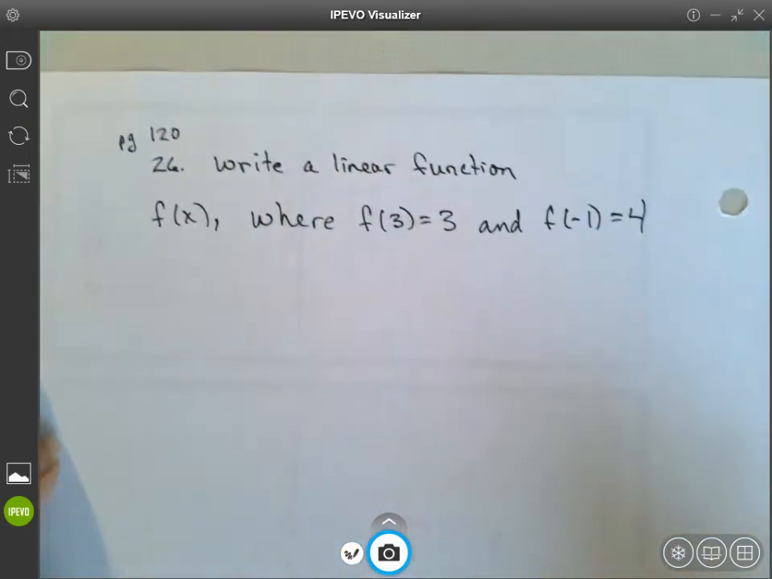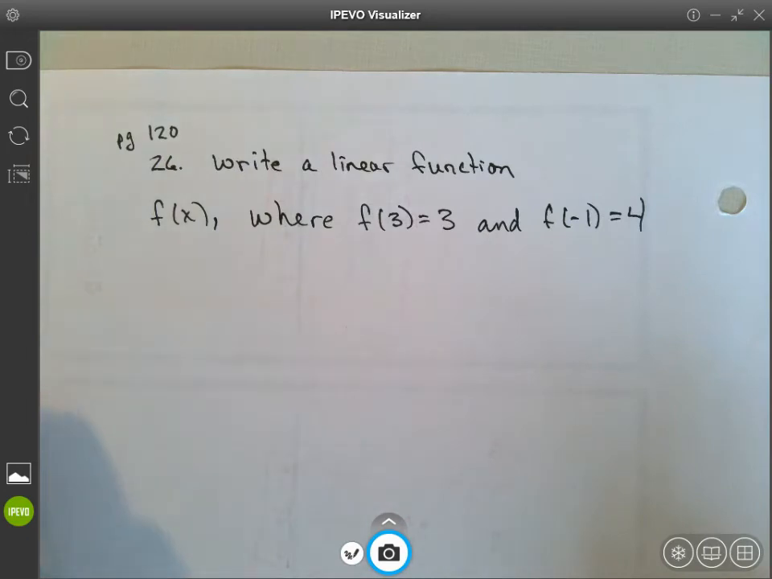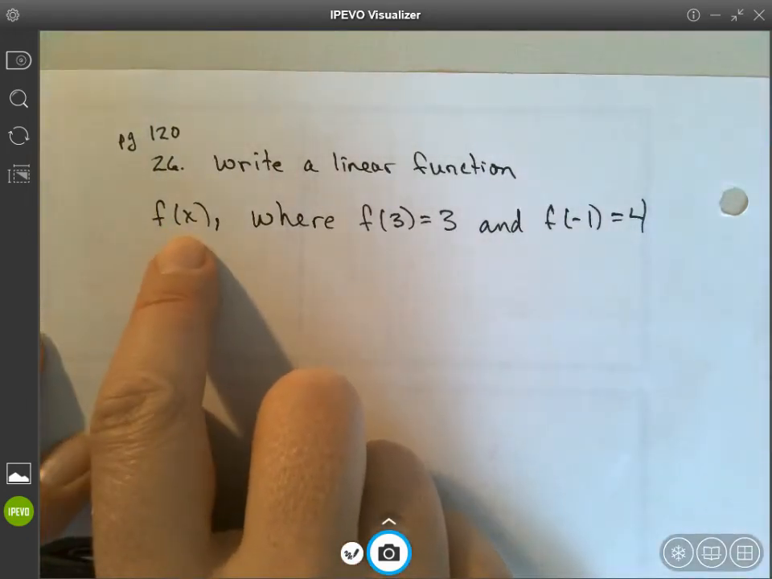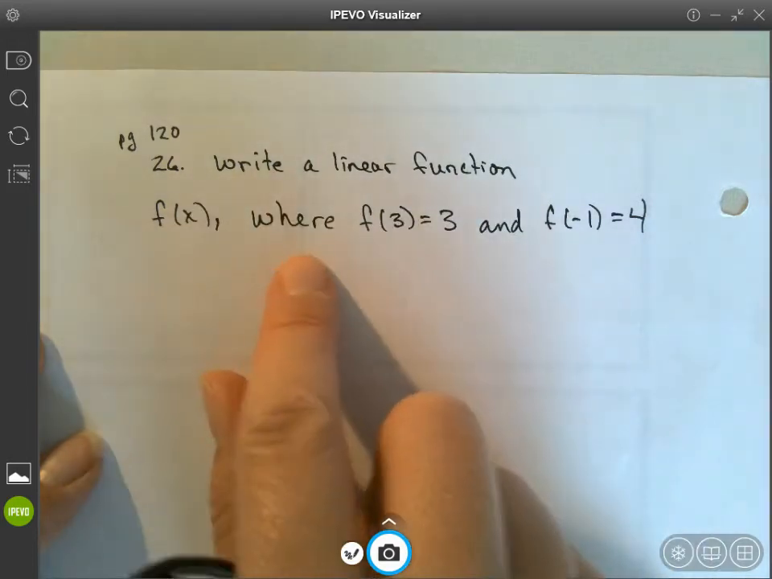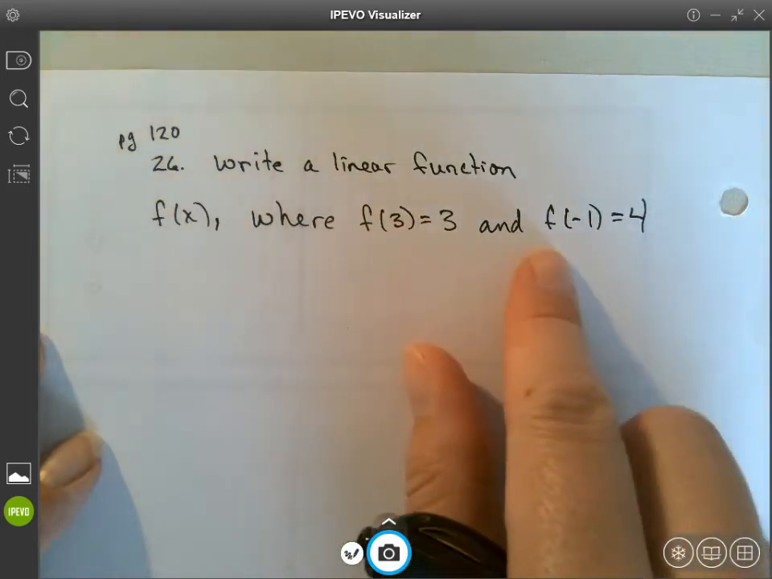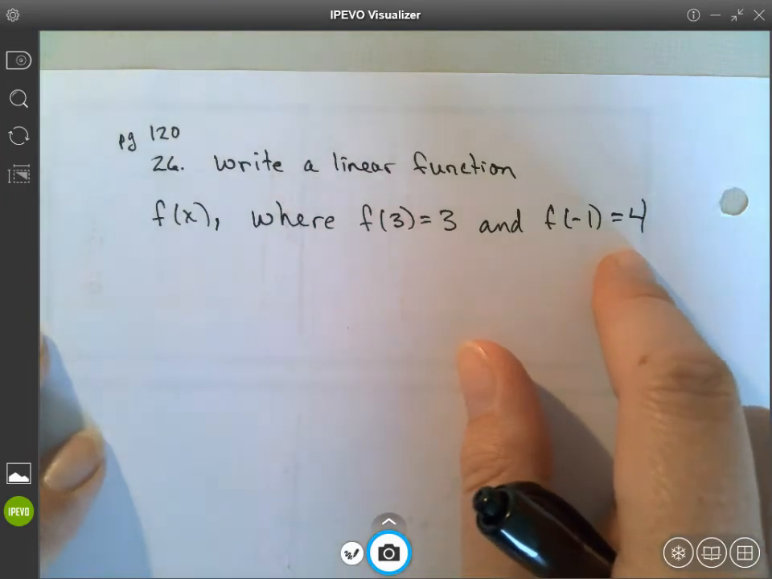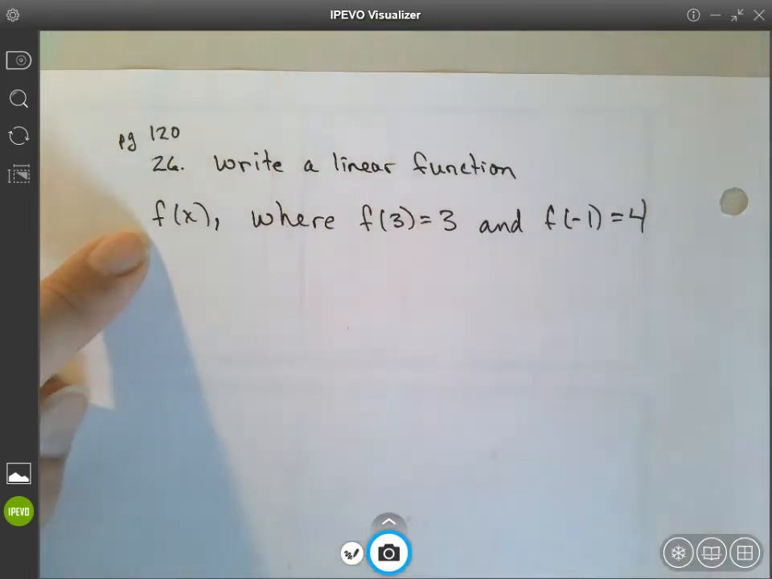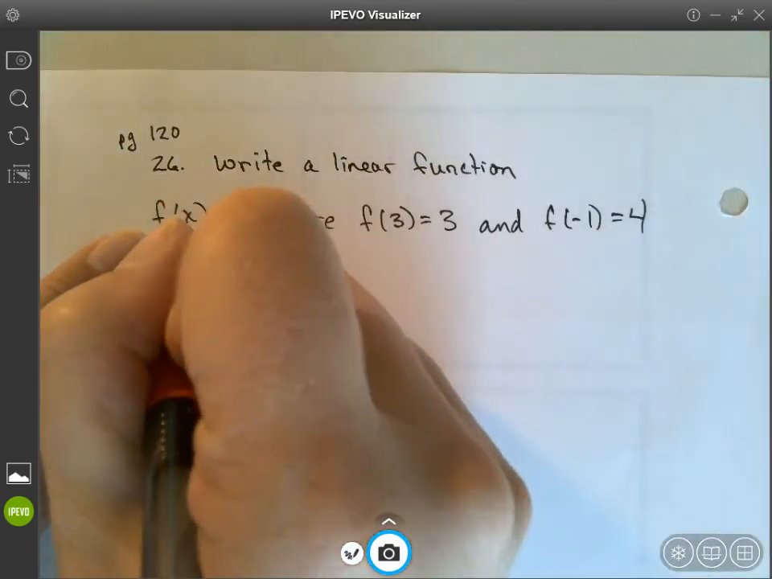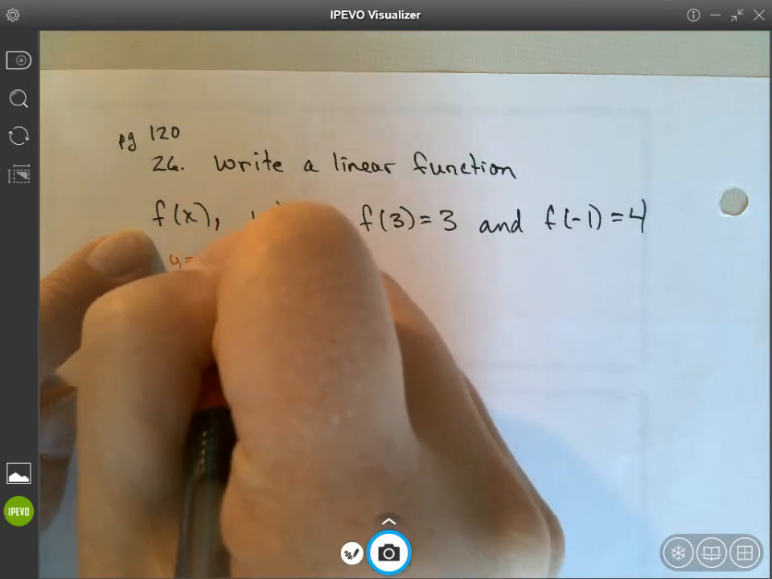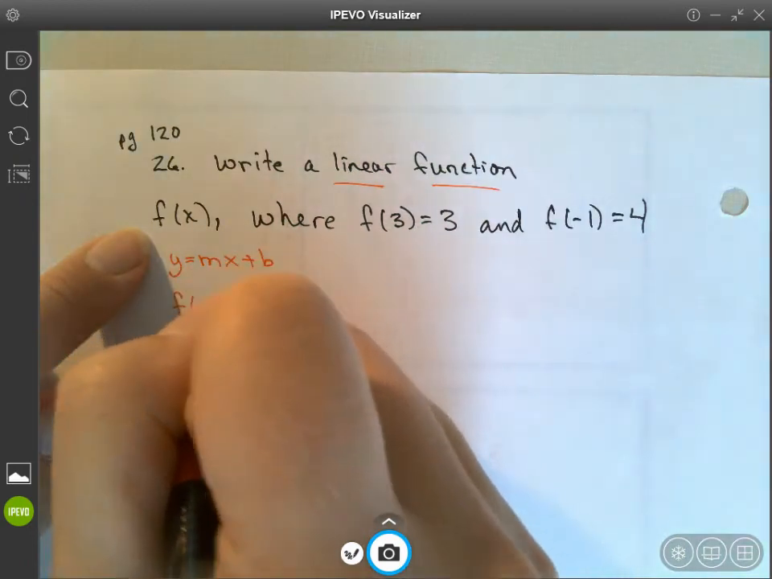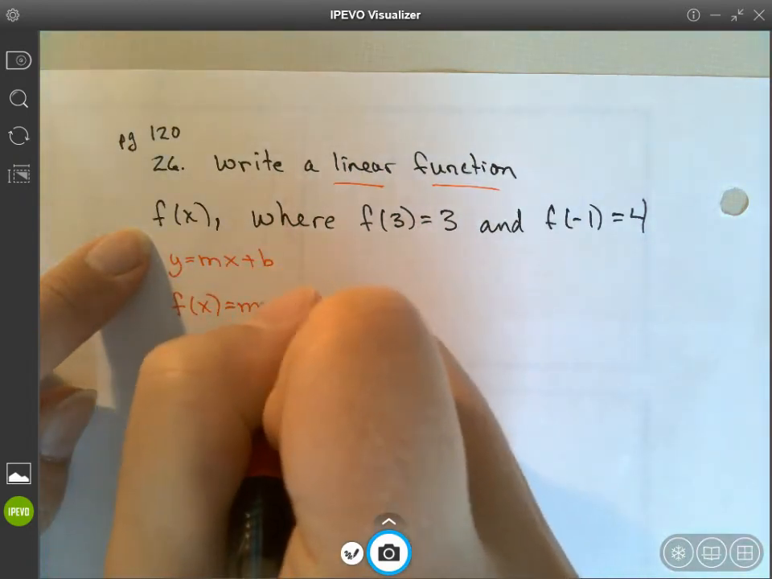Okay, let me give you a second to write that. Write a linear function f of x where f of 3 is 3 and f of -1 is 4. And this is one that I normally assign, and then no one knows how to do it. Okay, well, what is f of x the same as? f of x is the same as y equals, right? So instead of y equals mx plus b, because it's a linear function, we're going to make it f of x equals mx plus b.